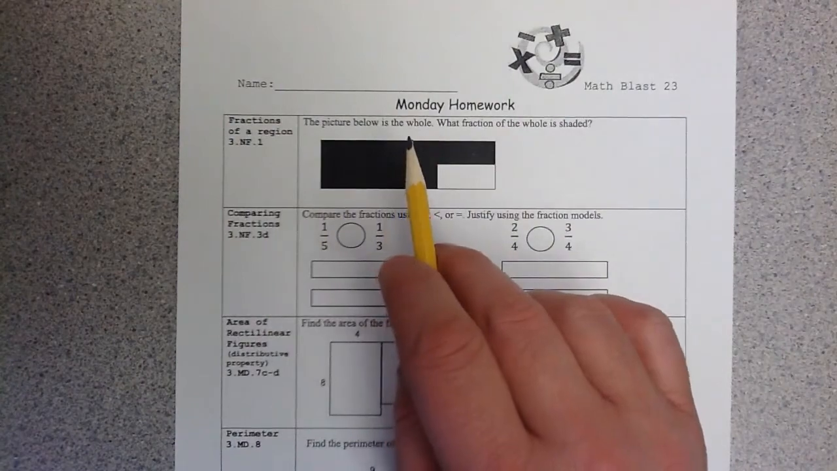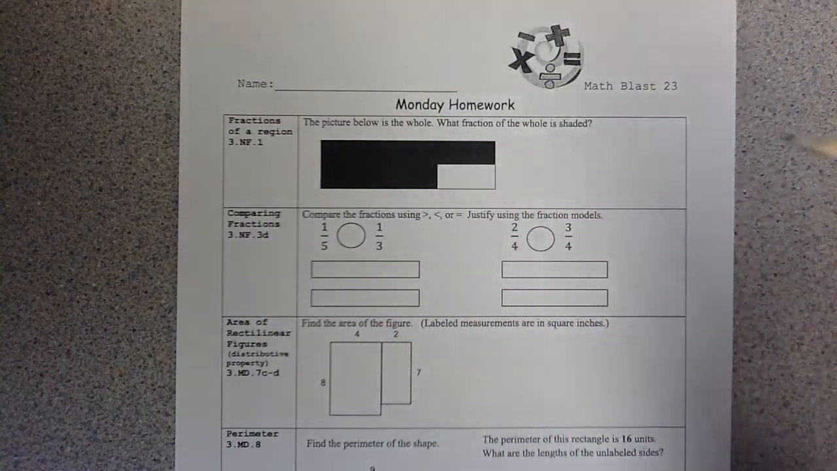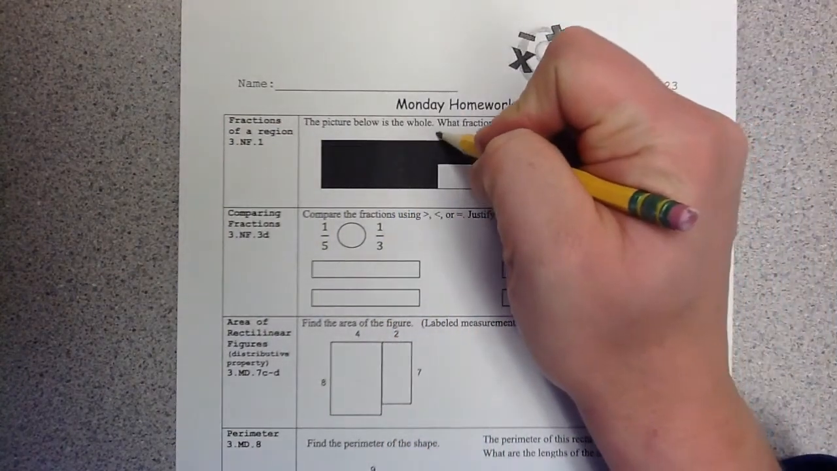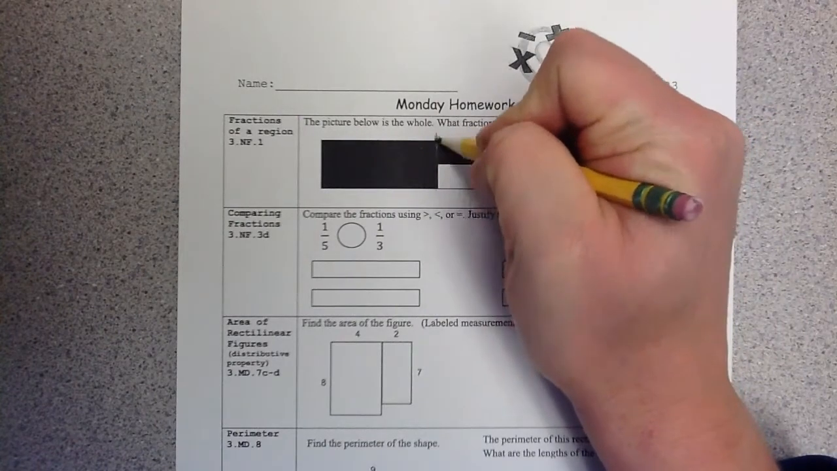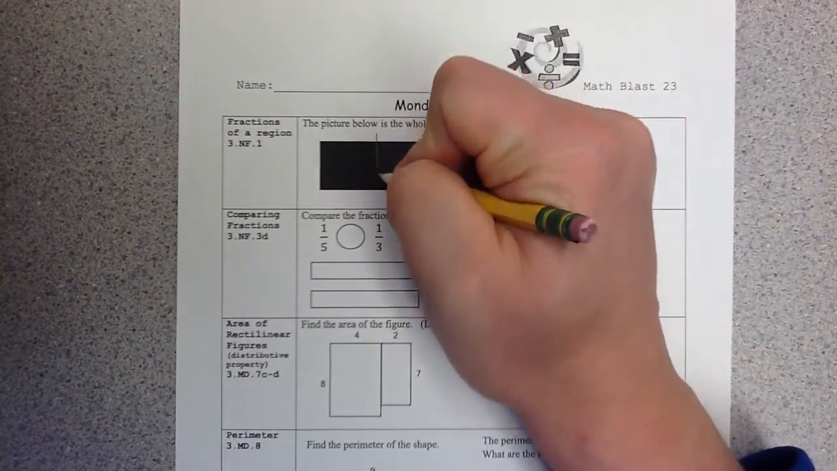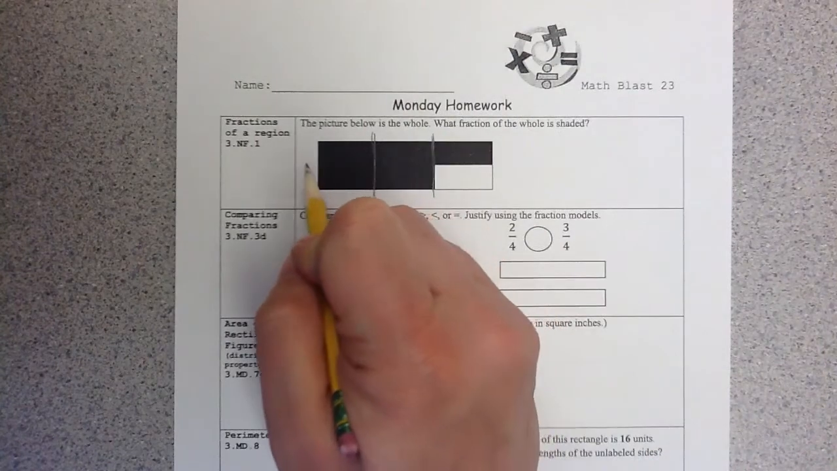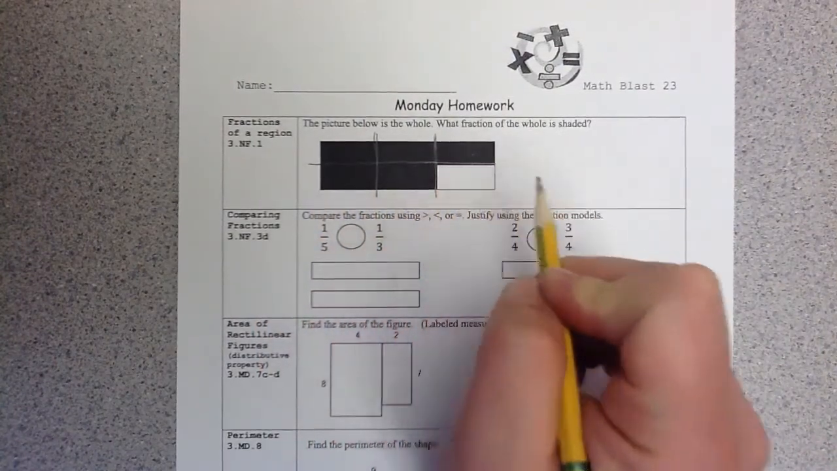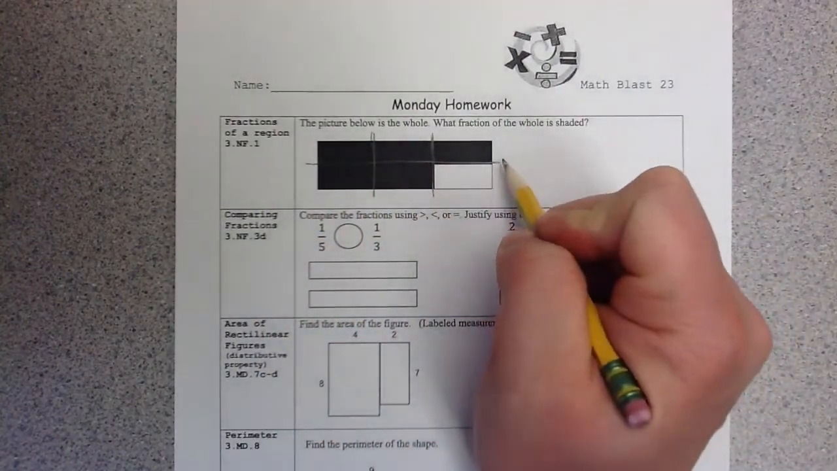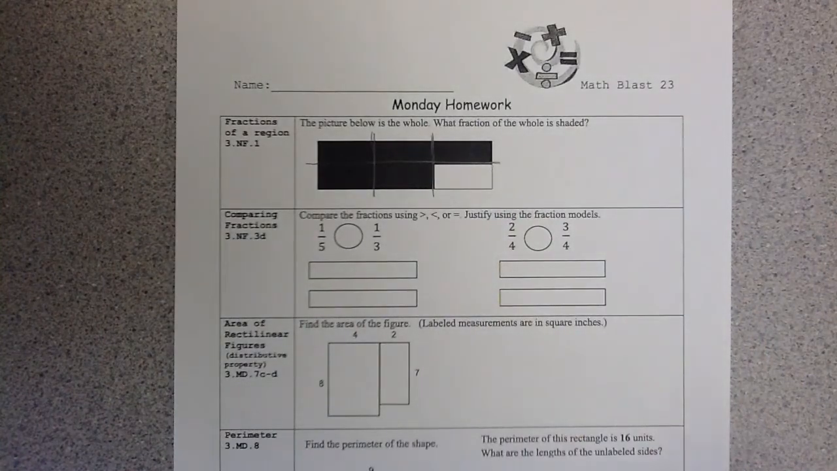The picture below is the whole. What fraction of the whole is shaded? Well, it's a little hard to see, but there's a line right here, and there's a line right here. There's this line right here that's dividing up that shape. I kind of extended them so they're a little easier to see here.